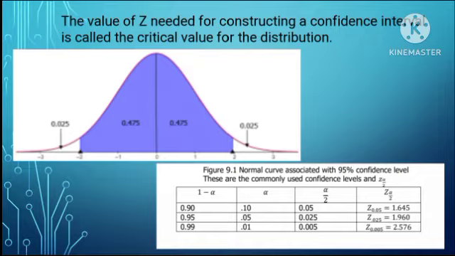As you can see in figure 1, it shows a normal curve associated with a 90% confidence level, which has a critical value of z sub 0.05 equal to 1.645. While for a 95% confidence level, it has a critical value of z sub 0.025 equal to 1.960. For a confidence level of 99%, it has a critical value of z sub 0.005 equal to 2.576.